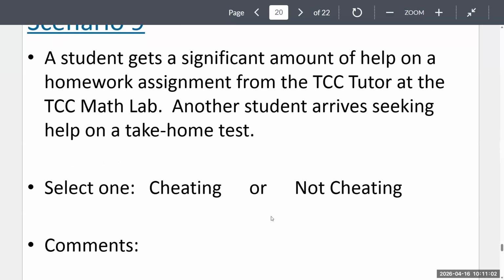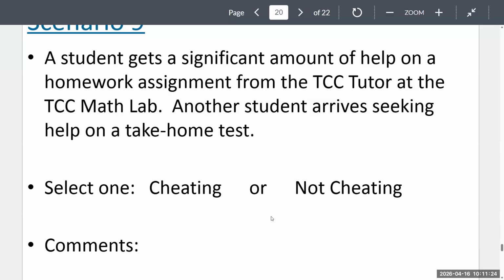A student gets a significant amount of help on a homework assignment from the TCC tutor at the TCC math lab. Another student arrives seeking help on a take-home test. Well, I don't think a tutor is supposed to help a student on a take-home test.